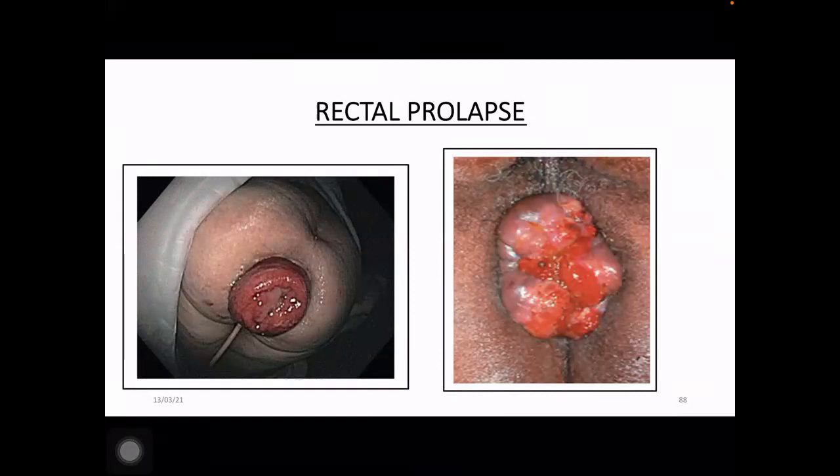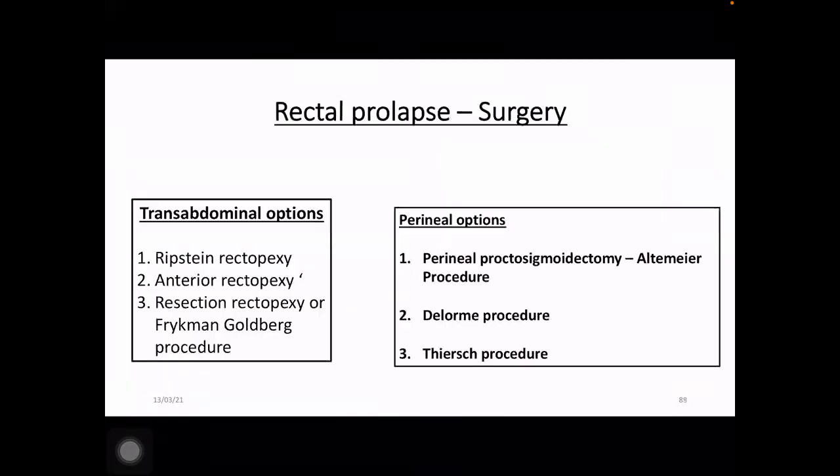Fine. So rectal prolapse, I'll brush up fast. What are the surgeries involved in rectal prolapse? There are two important options. You can either approach the prolapse transabdominally or perineally. And in a nutshell, always remember transabdominal surgeries are the best surgeries for rectal prolapse because they have the least recurrence rate.